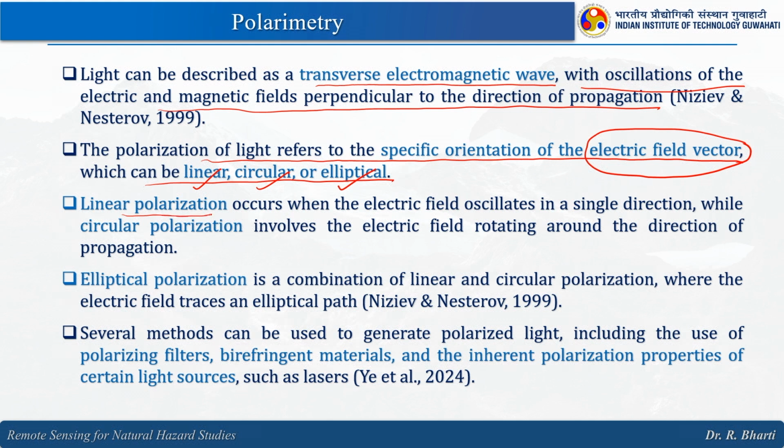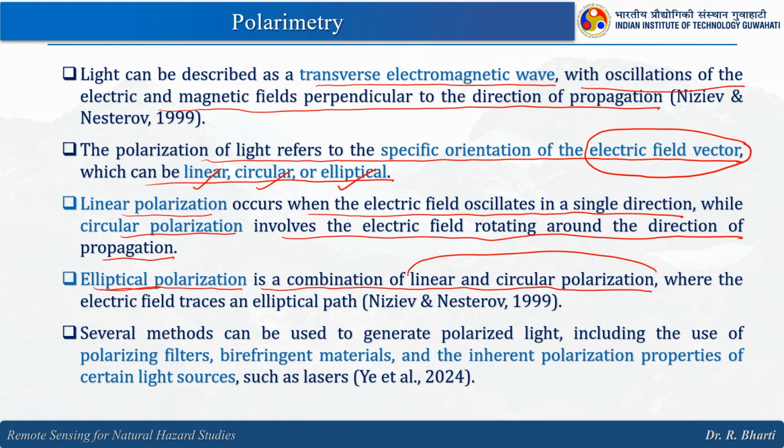Linear polarization occurs when the electric field oscillates in a single direction, while circular polarization involves the electric field rotating around the direction of propagation. Now, elliptical polarization is a combination of linear and circular polarization, where the electric field traces an elliptical path. So, this is an elliptical path, but it is a combination of linear and circular polarization.